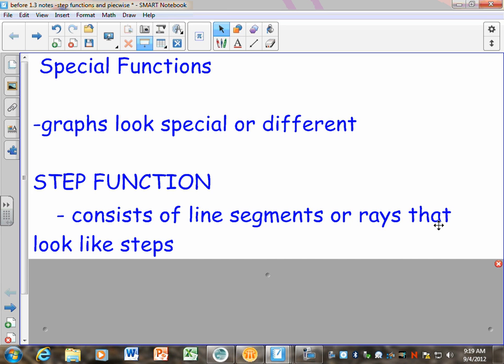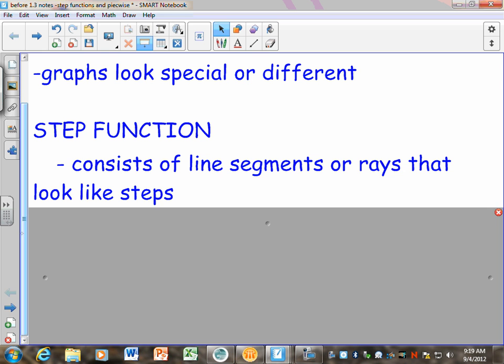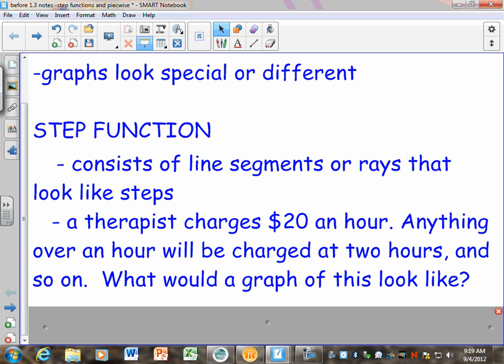So a step function basically is called a step function because it looks like steps when you graph it. And we have a special type of step function we're going to look at. But before we do that, I want to give you sort of a real example of this. So you can kind of shorten this up a little bit if you want. But here's a shortened version, a real life example of what a step function would be.